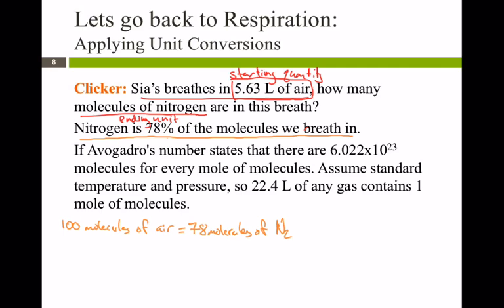And then we have Avogadro's number, which states that there are 6.022 times 10 to the 23rd molecules for every mole. So that's 1 mole of molecules equals 6.022 times 10 to the 23rd molecules.